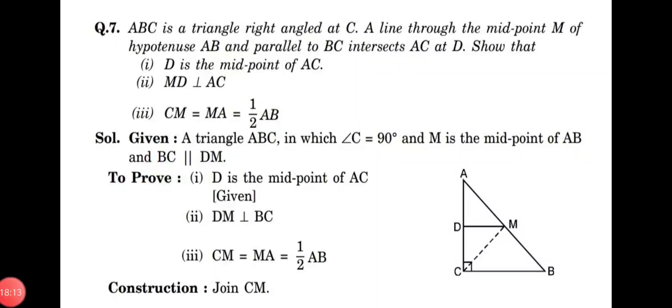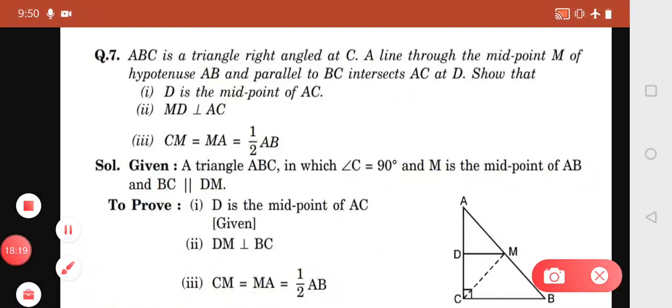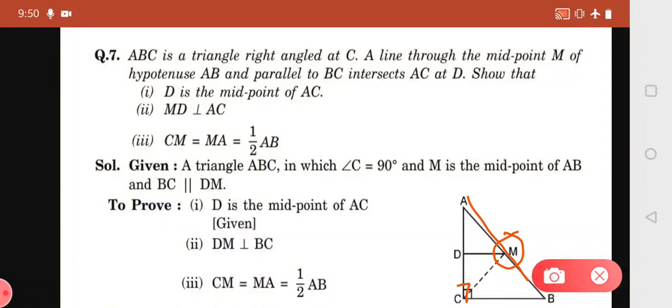So for solution, first let's write the given. A triangle ABC in which angle C equal to 90 degrees and M is the midpoint of AB and BC parallel to DM. Three things are there. Angle C is given as 90 degrees. M is the midpoint of side AB, and third thing given is BC is parallel to DM. These three things are given.